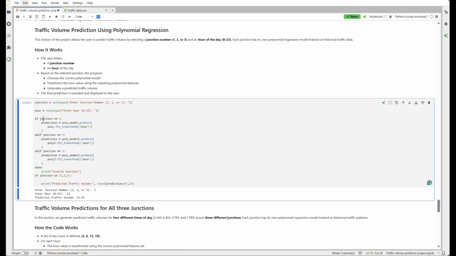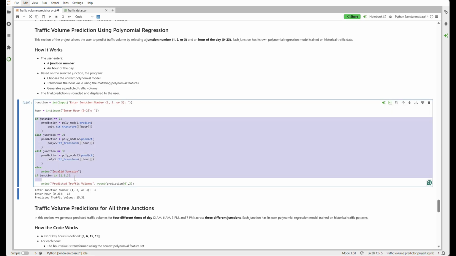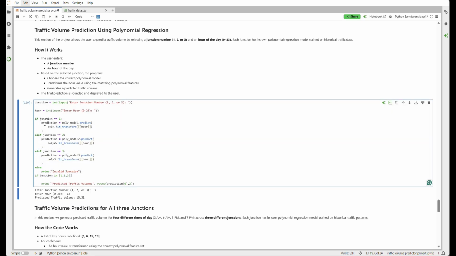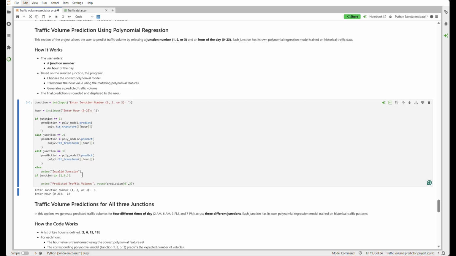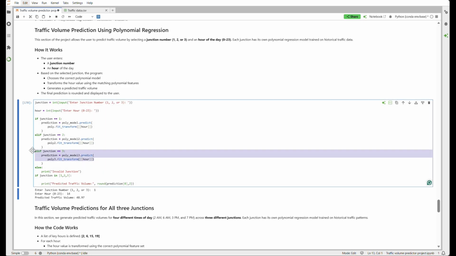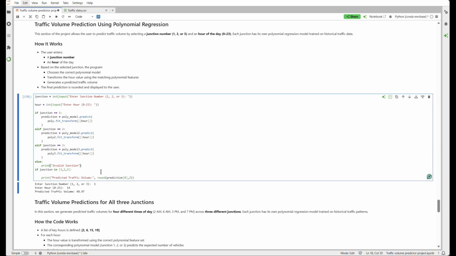I used an if, elif, else structure to select the correct model. For example, if the user enters junction 1, the program uses the polynomial regression model trained for junction 1 data. If the user enters junction 2, it uses the junction 2 model. And if the user enters junction 3, it uses the junction 3 model. This is important because each junction has its own traffic behavior. A model trained on junction 1 should not be used to predict traffic for junction 2 because the traffic patterns may be different.